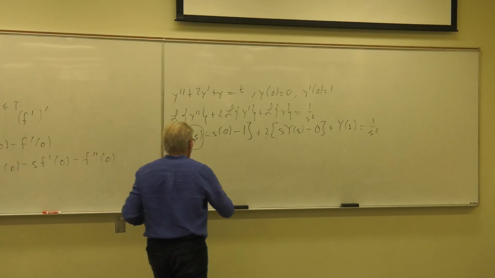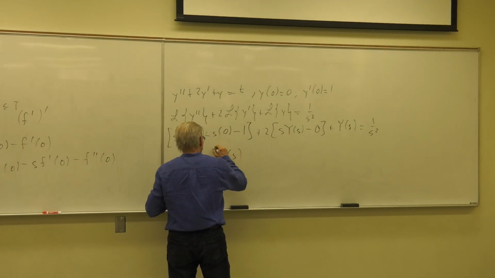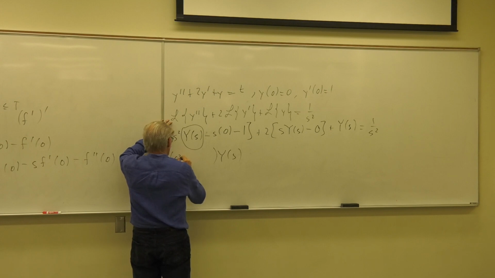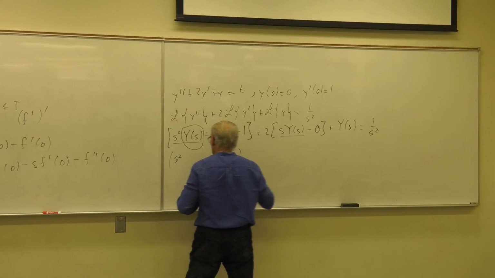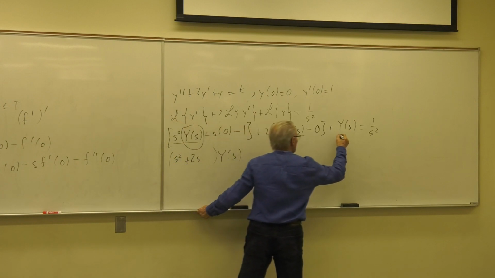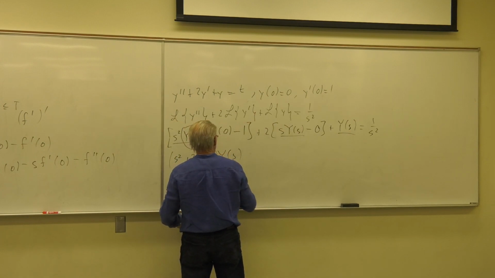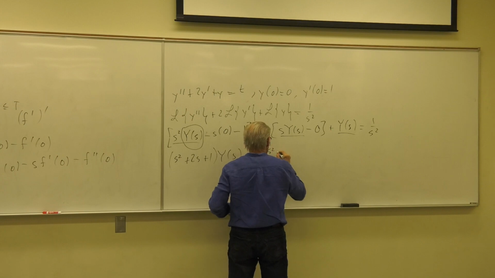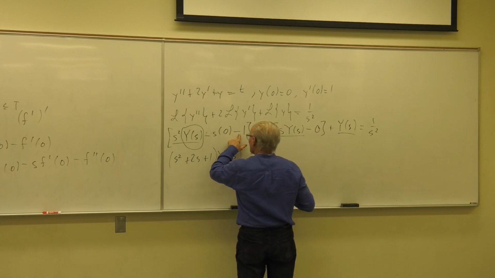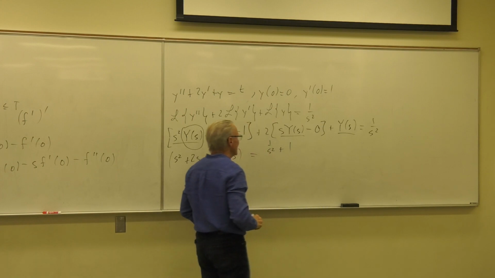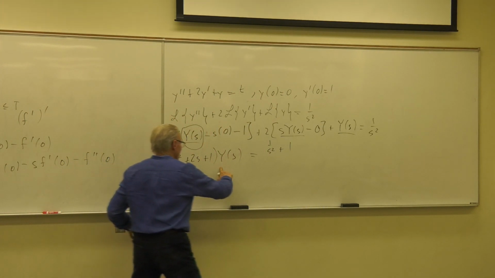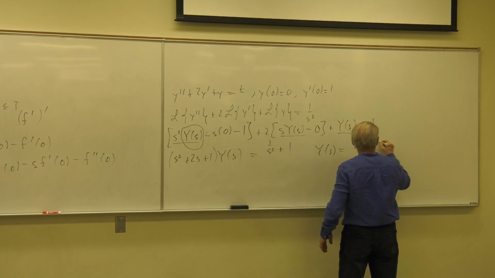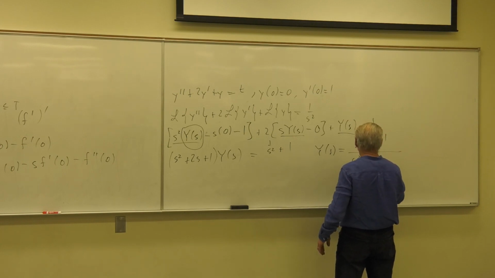So let's do that. Y of s. I'm going to do more than I would normally do. I'm going to take the Y of s's on the left and factor them out: s squared plus 2s plus 1. I'm going to take all the terms that have no Y of s's over to the other side. I would have 1 over s squared, and this one going over, plus 1. And that's it. Now I'm going to divide by this. Y of s is equal to 1 over s squared plus 1 over s squared plus 2s plus 1.